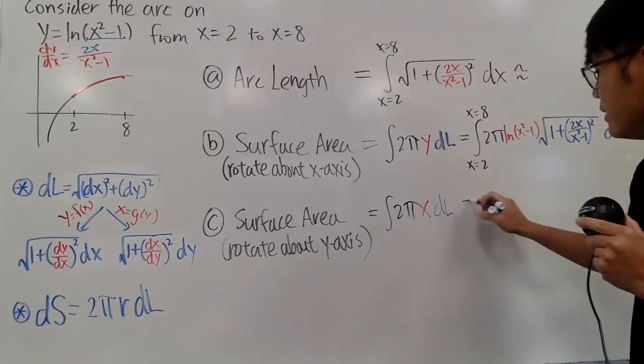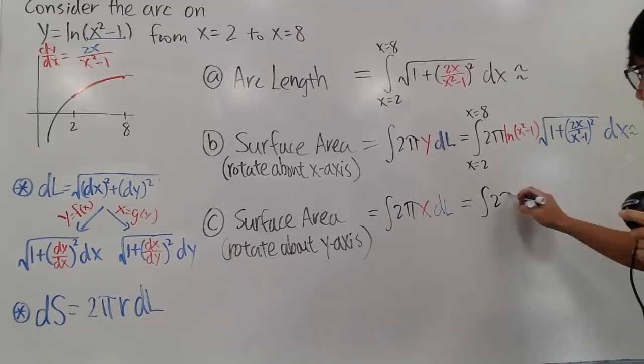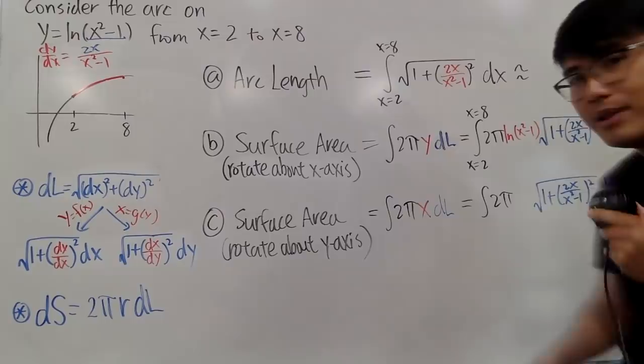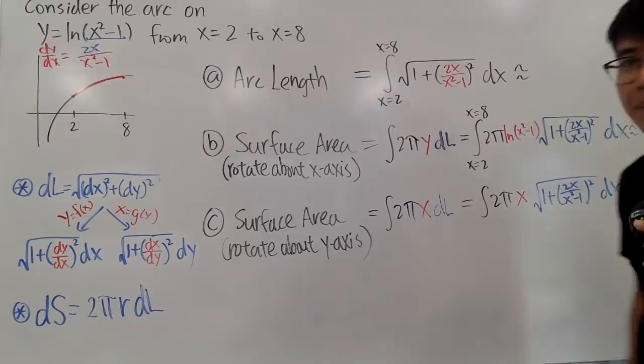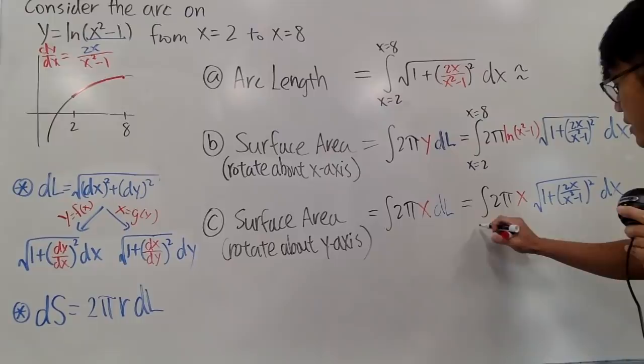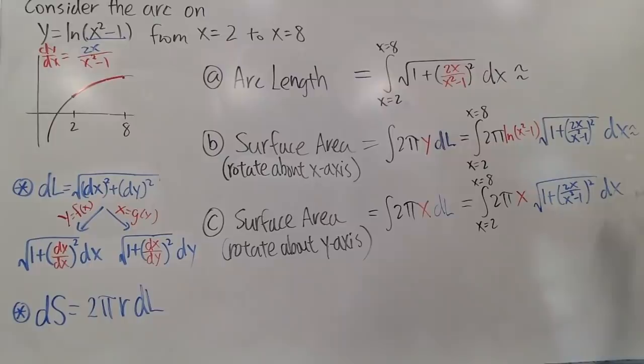And you'll see this is actually really nice because you can just have the integral 2 pi. Well, let me write down the dl for you guys first, which is still this part. But because we are in the x world, this x is totally fine. You can just go ahead and put down the x. So that will be your legitimate integral. And of course, don't ever forget your limit of integration. In the x world, we go from 2 to 8. So that's it.